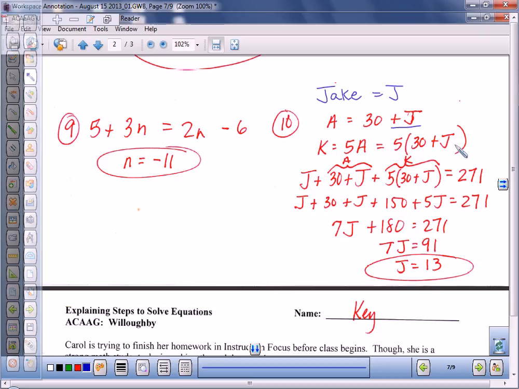So when I took everything that Jake saved, plus everything that Anna saved, plus everything that Kyle saved, that equals the total amount of money I saved for the trip. So when we add these up and solve, we solve for J, which is the amount of money that Jake saved. And Jake was a little thing then, so he had only saved $13.